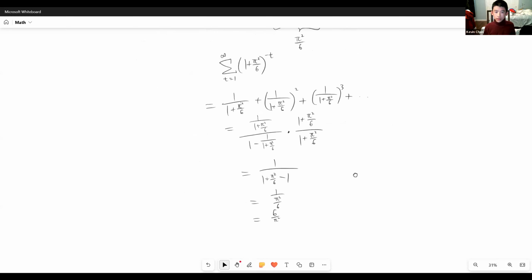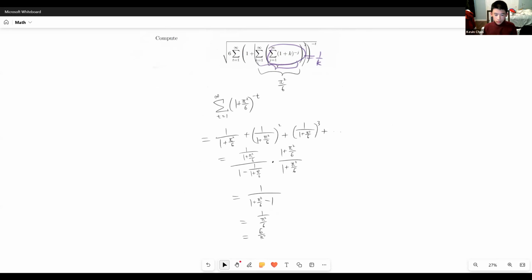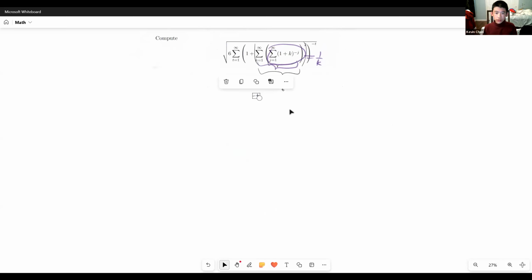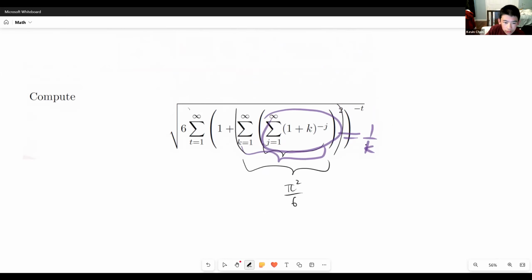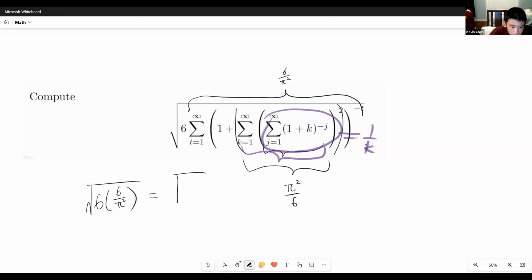So, just looking at the whole picture here, this part is just 6 over pi squared, which means that this whole part over here is 6 over pi squared. So now we have arrived at the square root of 6 times 6 over pi squared. And that is just the square root of 6 squared over pi squared. And that's 6 over pi, which is our final answer.